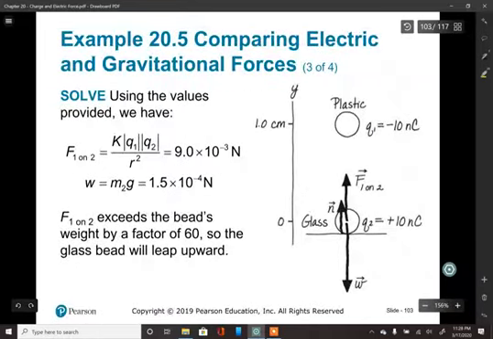And that is what they do right here. They calculate the electric force using Coulomb's law, 10 to the negative third, and the weight force. And it turns out the electric force is bigger. That tells us the net force is upward, so it will leap upward. In fact, with this information, you could calculate the acceleration and tell me how fast it goes upward, but that's not what's asked.